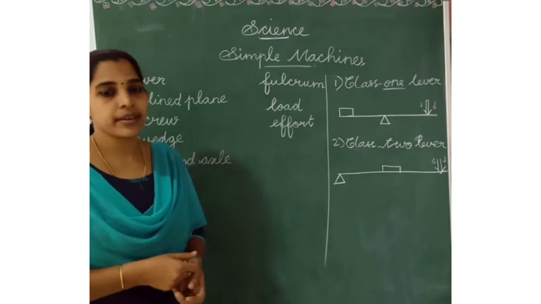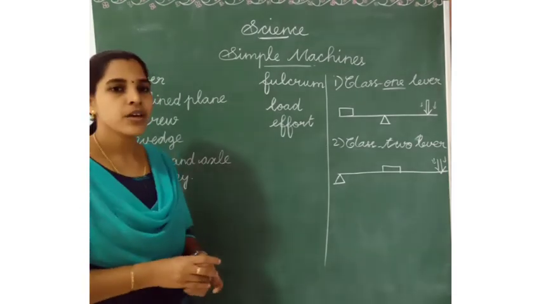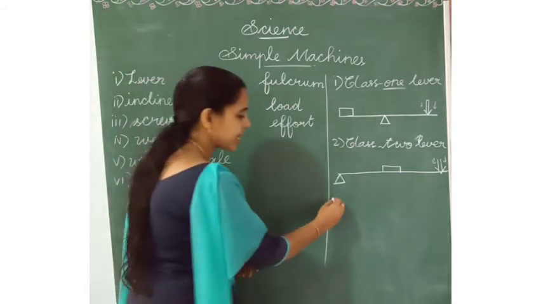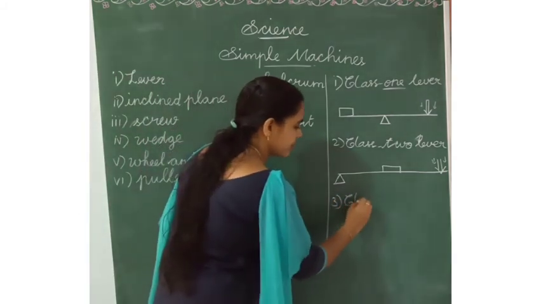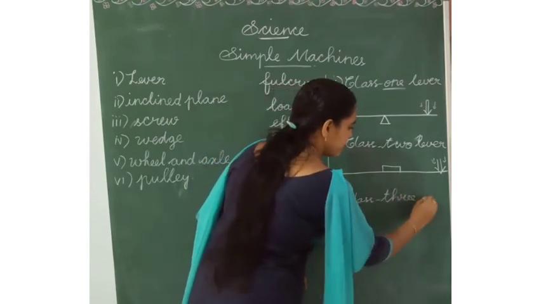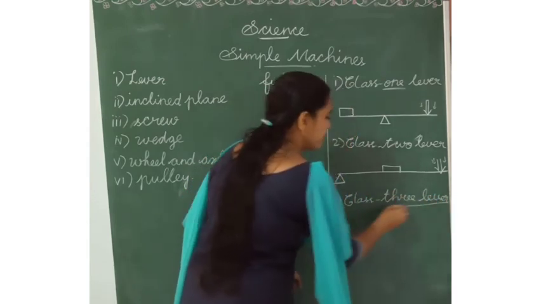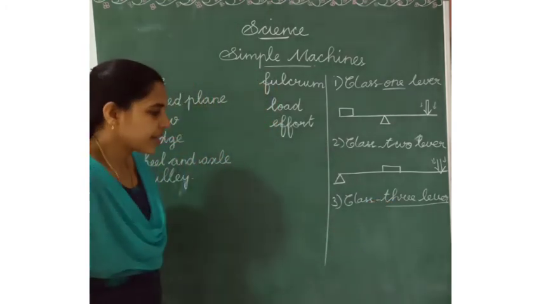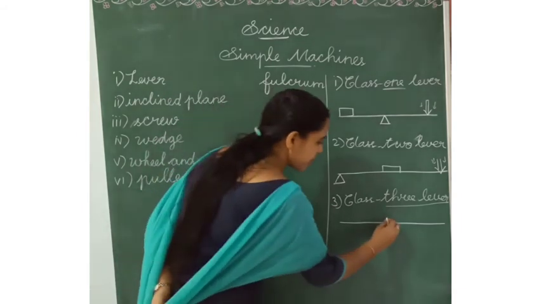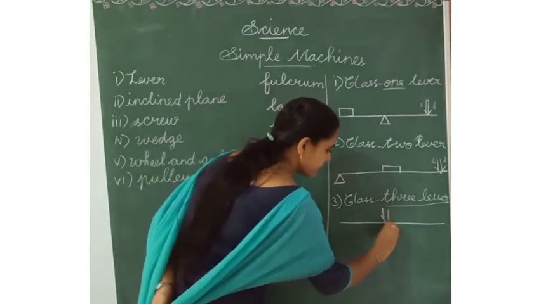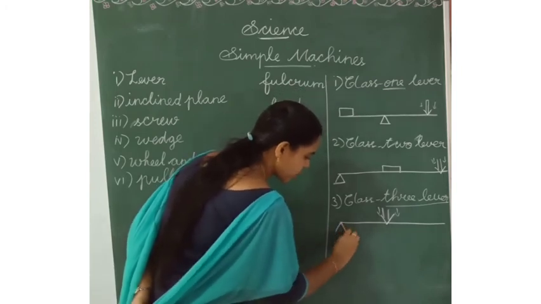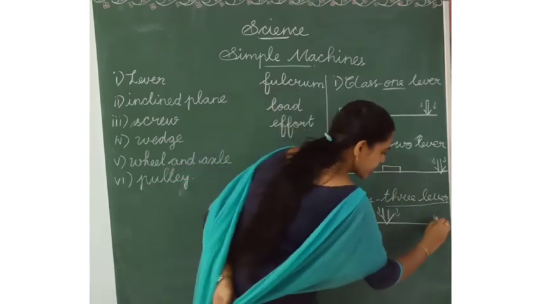Bottle opener. These are a few examples of class 2 levers. Next one is class 3 lever. Listen, here the effort is in the middle, the fulcrum is at one end and the load is at the other end.